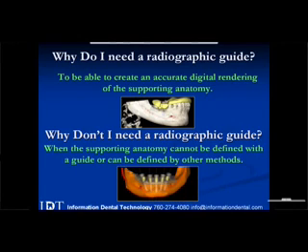The times that you don't need a radiographic guide would be when the supporting anatomy can be defined in a different way or by different methods, or if you have a bone-supported guide. Cone beam does really well with imaging bone, and so if you have a bone reduction guide, you wouldn't need one with that. So those are the two main ways you wouldn't need a radiographic guide.